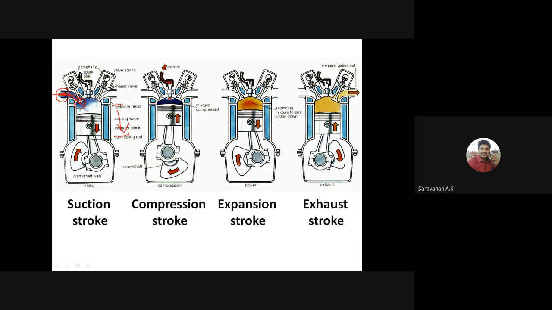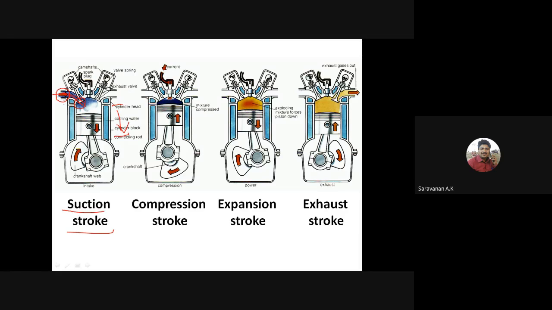The displacement volume will increase, right? So while the piston moves, a vacuum is created. Due to this vacuum, the atmospheric air as well as the fuel mixture will be sucked into the cylinder. That's why it's called a suction stroke, or inlet or intake stroke. It is the first stroke, right?